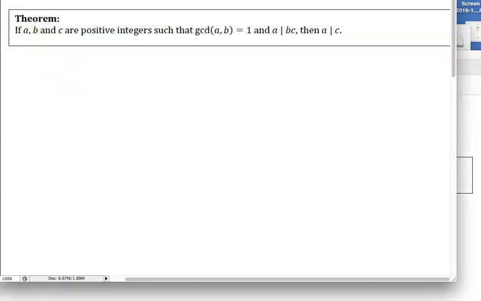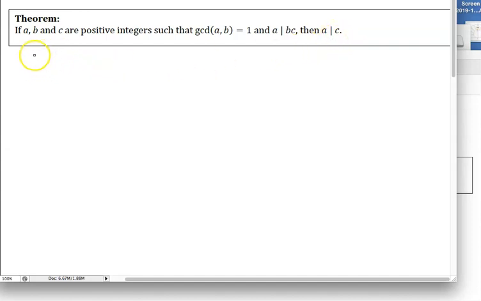All right, let's wrap up with a couple of theorems and examples. So let's look at this theorem. If a, b, and c are positive integers such that the GCD of a and b is 1, so they're relatively prime, and a divides bc, then a is going to divide c. Basically this says that if a doesn't divide into b because they're relatively prime, and a divides into this product, then a has to divide into c.